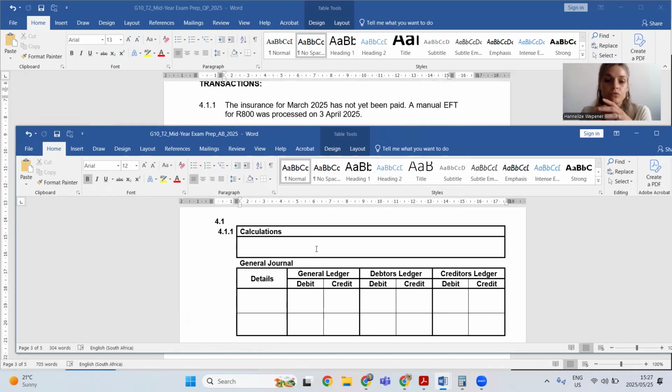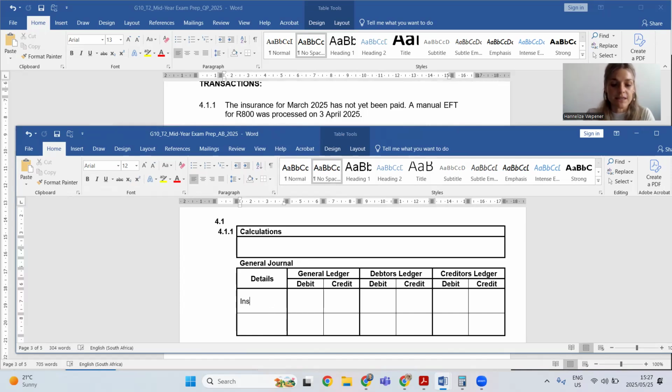You now need to remember that if you haven't yet paid an expense, it means that you haven't yet recorded the expense. And remember, once again, GAAP principle, the matching principle, states that I must record all the expenses that I incurred for the current financial year. I must record those transactions in my current financial year, which means that I now need to go and include the insurance for March that I haven't yet recorded.